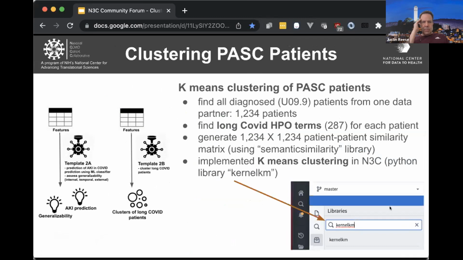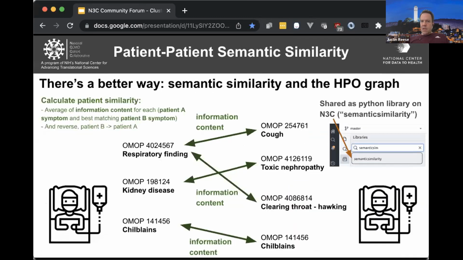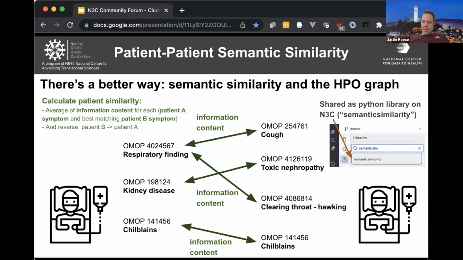And this, by the way, is implemented in the enclave. Anybody can use this. There's some tooling that goes along with this too that is useful for doing statistical tests on clusters and things like that using semantic similarity. But this is shared across the enclave with this library name.